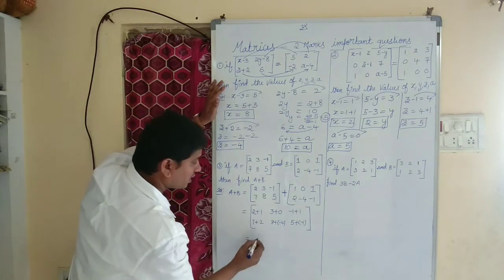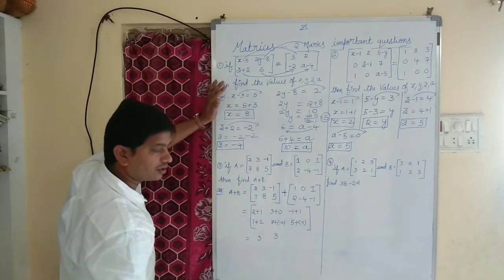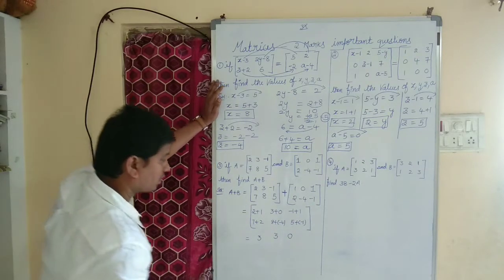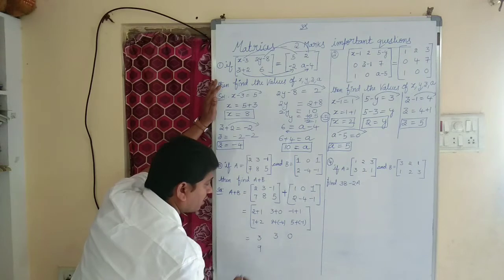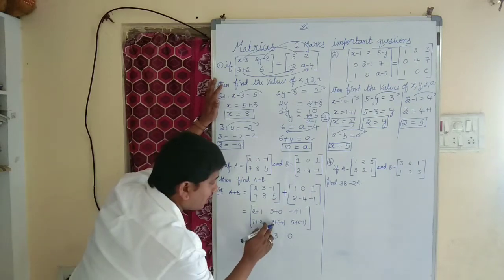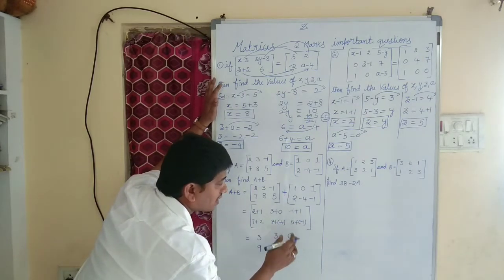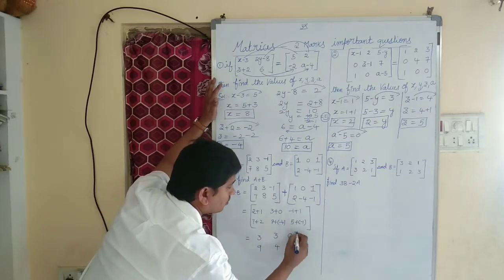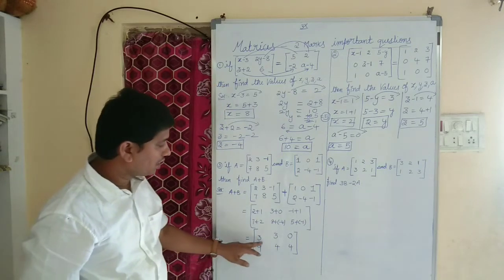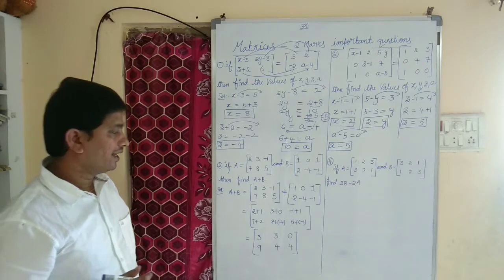So 2 plus 1 is equal to 3, 3 plus 0 is equal to 3, minus 1 plus 1 is equal to 0, and 7 plus 2 is 9, 8 plus minus 4, plus into minus is minus, 8 minus 4 is equal to 4, 5 plus minus 1, 5 minus 1 is equal to 4. Right? So what is the value of A plus B? 3, 3, 0, 9, 4, 4. Right? This is our A plus B.